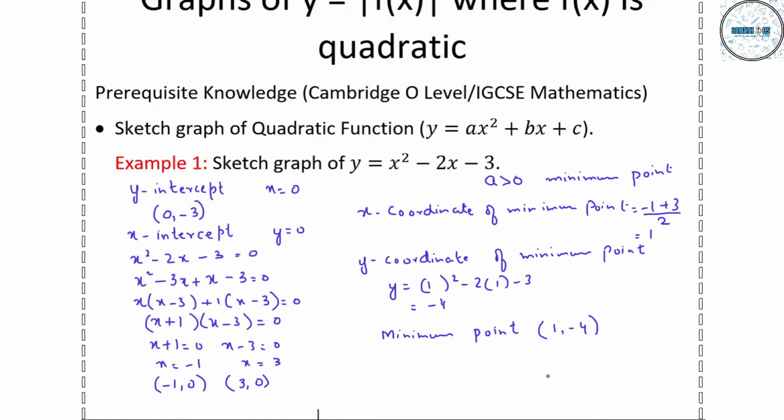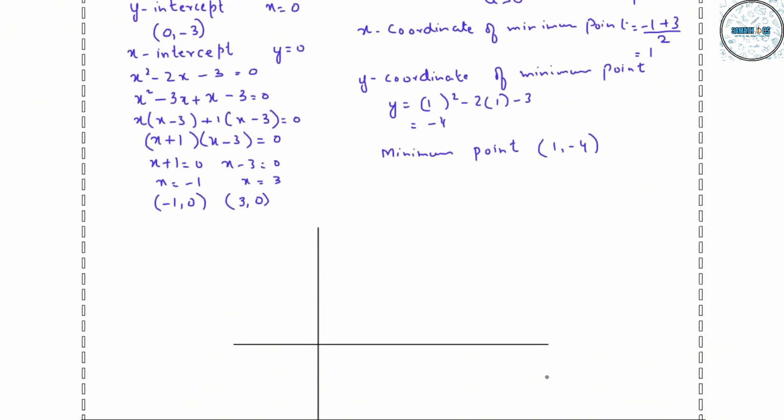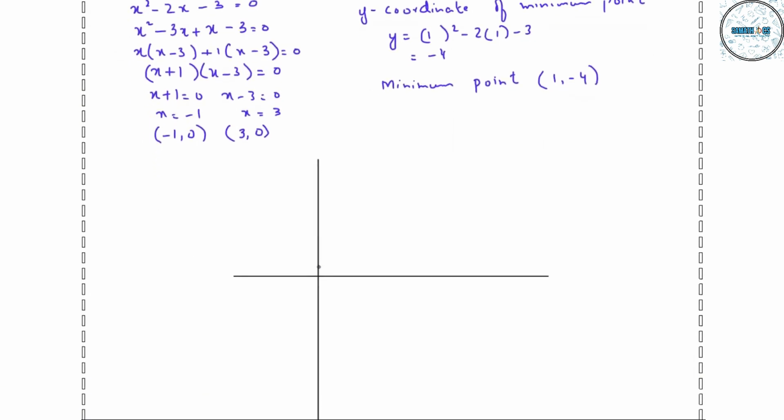Now we can sketch the graph easily. We can mark these points on grid. We have here 0. We can mark here 1, 2, 3, 4, here minus 1. We have minus 1, minus 2, minus 3, minus 4.